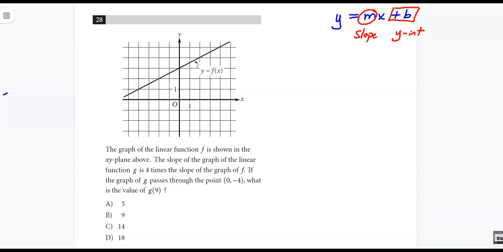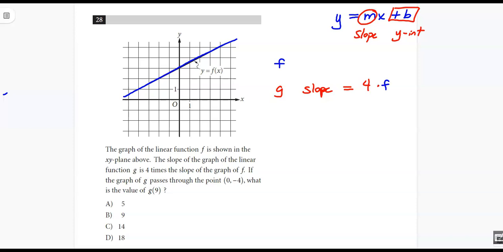It says the graph of a linear function f is shown above. So I'm going to just color code this. So this is our f line. And the slope of the graph of a linear function g, so that's not on the graph, that's a new one, g, is 4 times the slope of f. So g has a slope that's equal to 4 times the f slope.